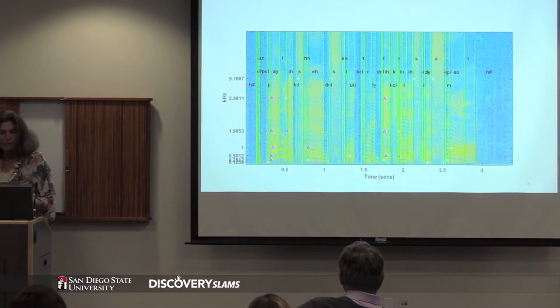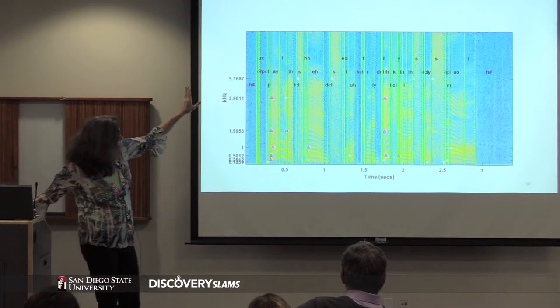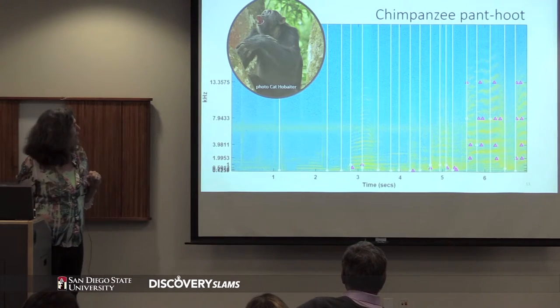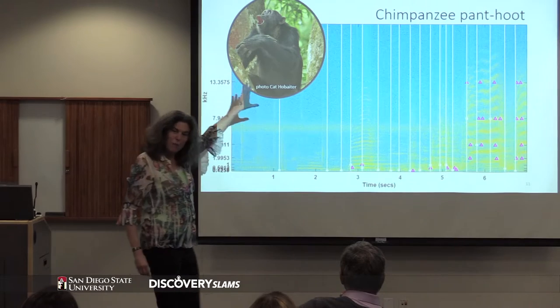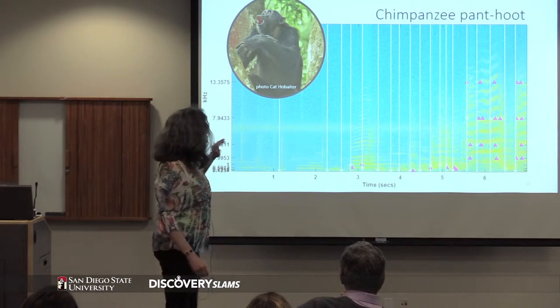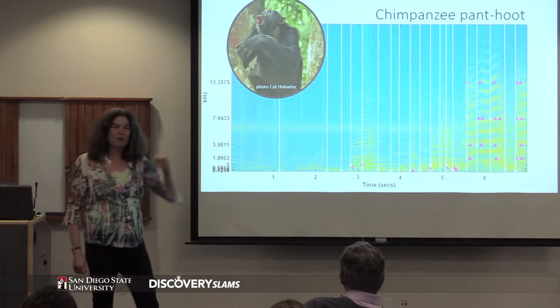Now, this right here is showing the actual output. I'm going to skip over it in the sake of time. Here we're going to take a look at an output from a chimpanzee. So this is a chimpanzee pant hoot. I will play it for you in a minute.